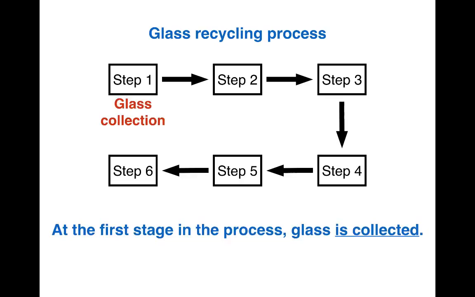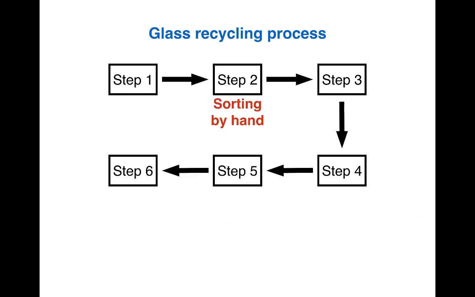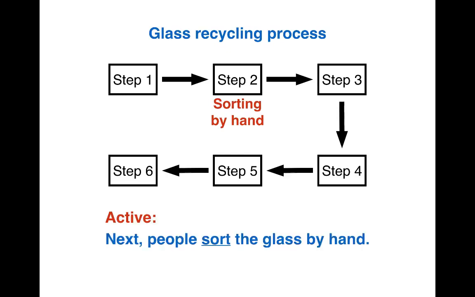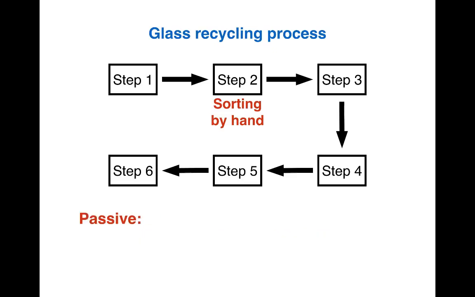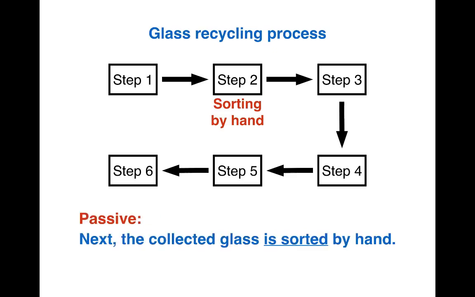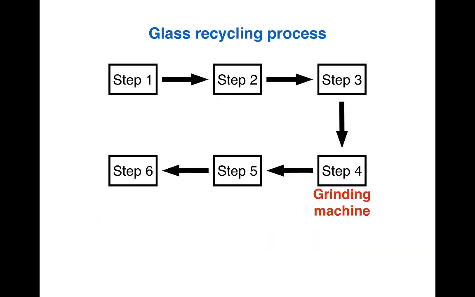Let's look at another example with step 2. Imagine this is sorting by hand. We could write an active sentence, which would be, next, people sort the glass by hand. Or we could write a passive. I would prefer the passive in this case. The passive would be, next, the collected glass is sorted by hand. Instead of using the word people. We don't need to talk about the people. We can say the glass as the subject. The glass is sorted.